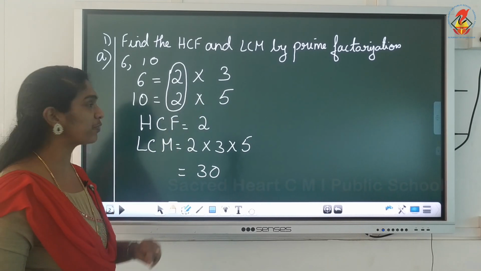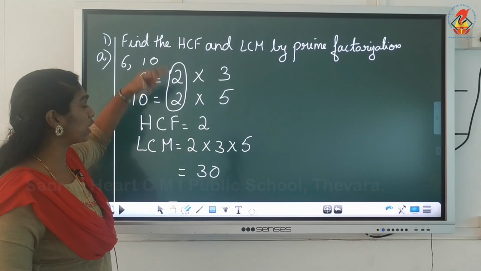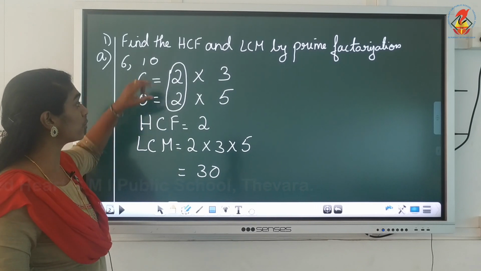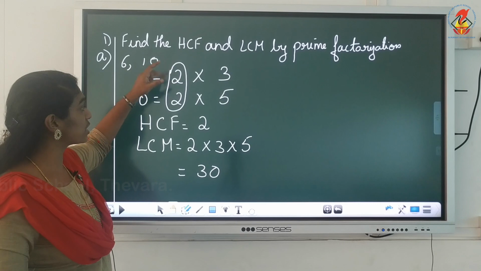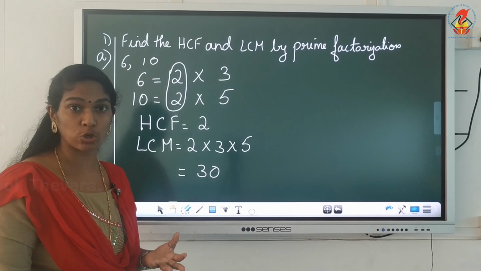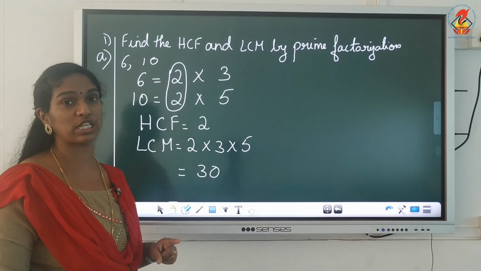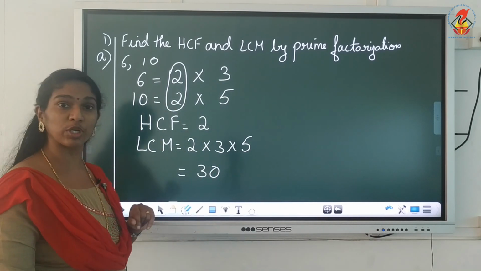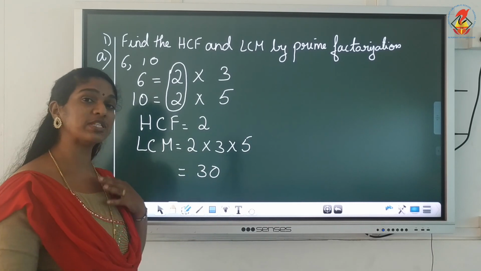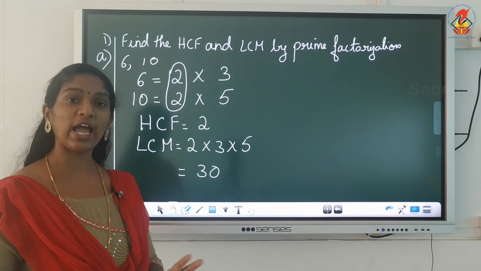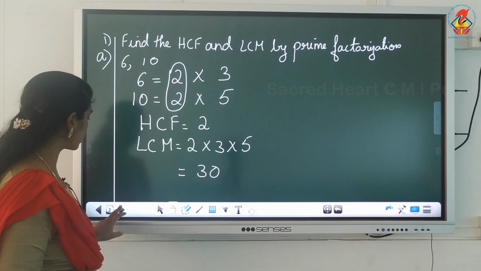So what is the first step? First you will write the prime factorization of the numbers given to you. Then you have to make groups of common numbers. So you will put the numbers together, not here and there, so it will be easy for us to make the groups. After you make the group, you will take 1 from each group. For HCF, you will only take from the groups. You won't take what is left over. But for LCM, you will take from the groups and you will take what is left over also. And you will multiply and write the answer. Understood?